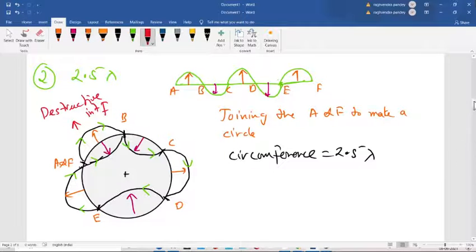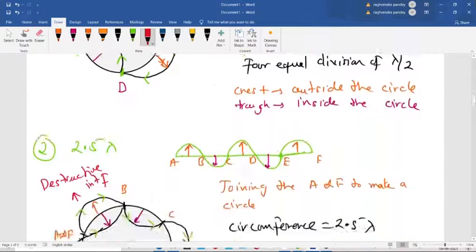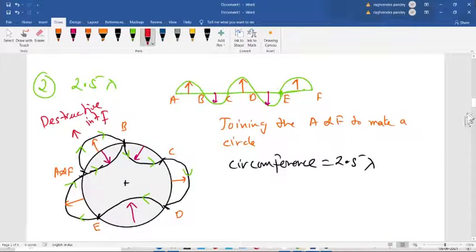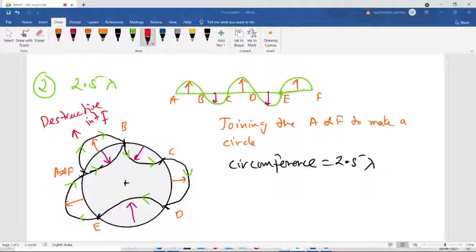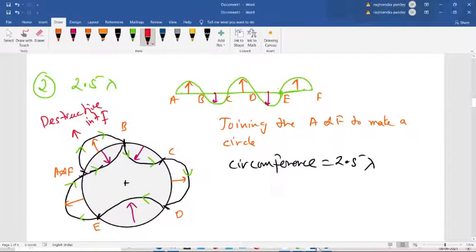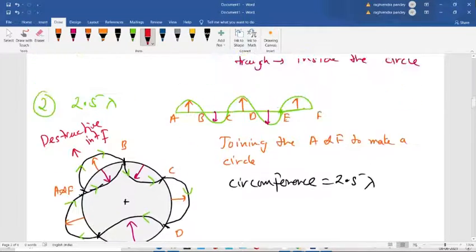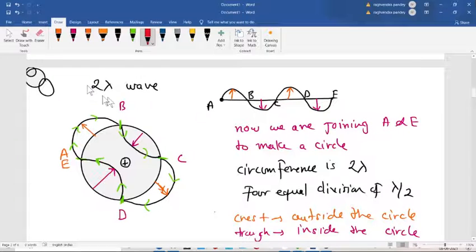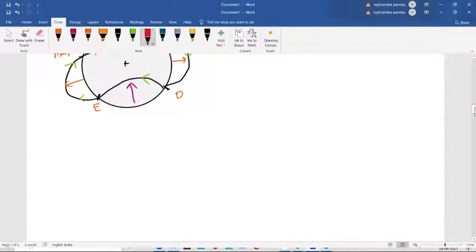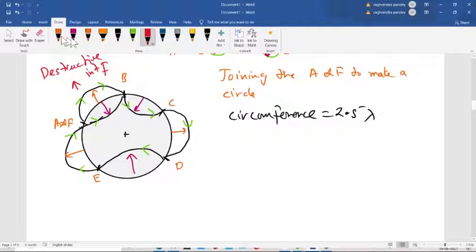Now these two, 2 lambda and 2.5 lambda, have you understood this? Everybody? Any doubt in this? Now, there can be any example. If I take 3 lambda, suppose, for your understanding, I'm taking one more. So let's take one more.